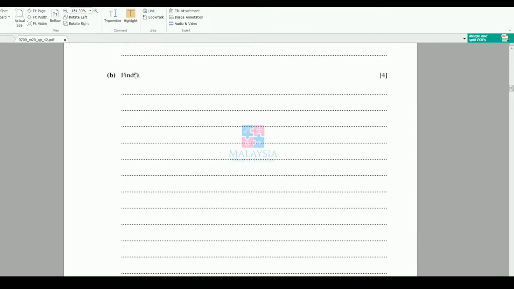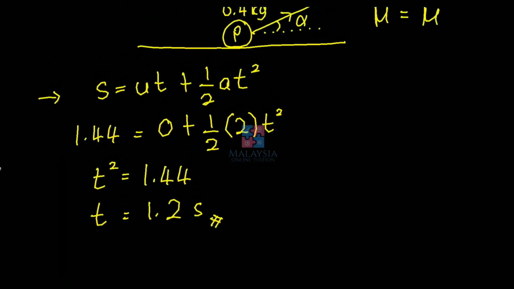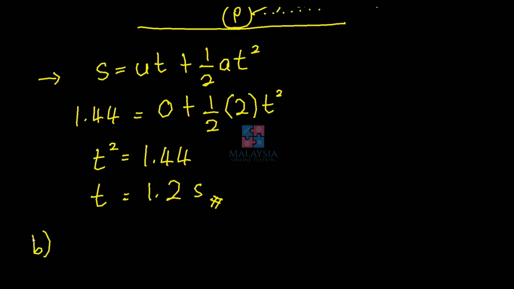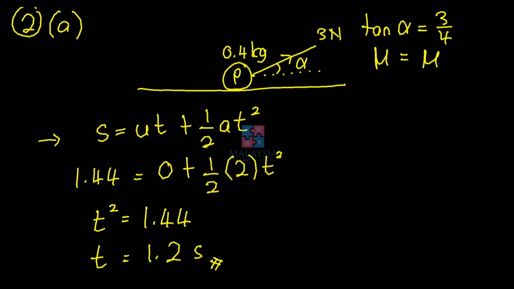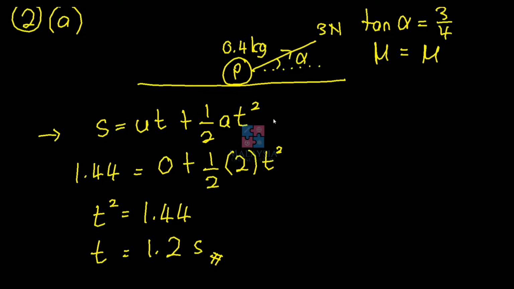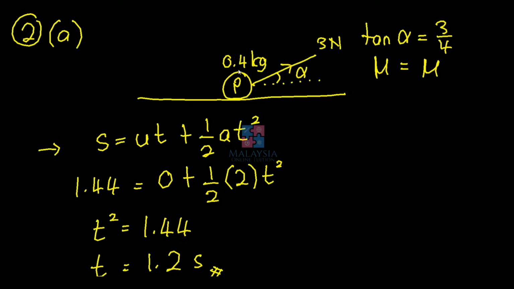And next, for part B, find the value of mu, which is the coefficient of friction between the particle P and the rough horizontal floor. Referring again to the diagram that we have here, you can see that this will be the applied force of 3 Newton. When we want to find the value of mu, you need to also consider the normal force that we have here, or the reaction force. Since we have the weight of this particle P, we will also have the normal force or the reaction force, because your normal force will affect the frictional force that you have between the particle and the floor.